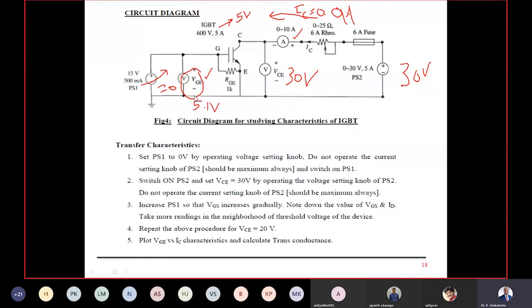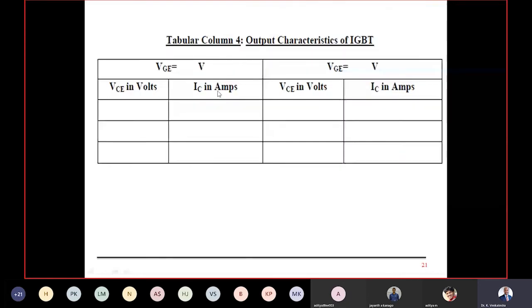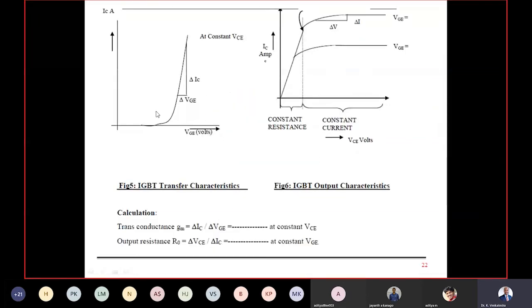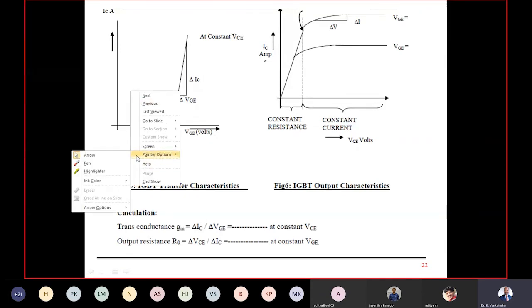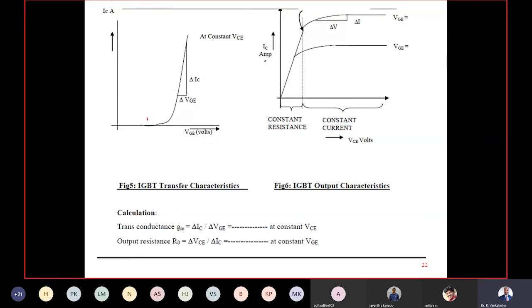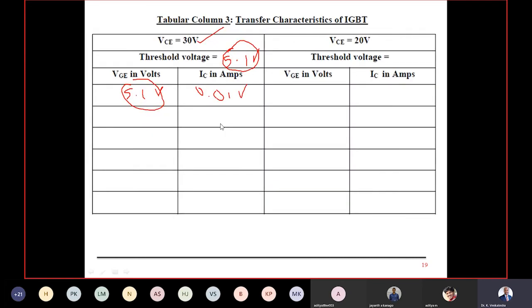Then further, you gradually increase PS1 and note down IC and VGE with the various values, and see the graph. The graph is the same as that of the previous experiment. So the graph remains the same. When you see the graph here, this is my VGE threshold of the IGBT. Take the ratio of delta IC by delta VGE. That's my transconductance. Current by voltage is conductance; transconductance because it is output current by input voltage. Then that is my first experiment.